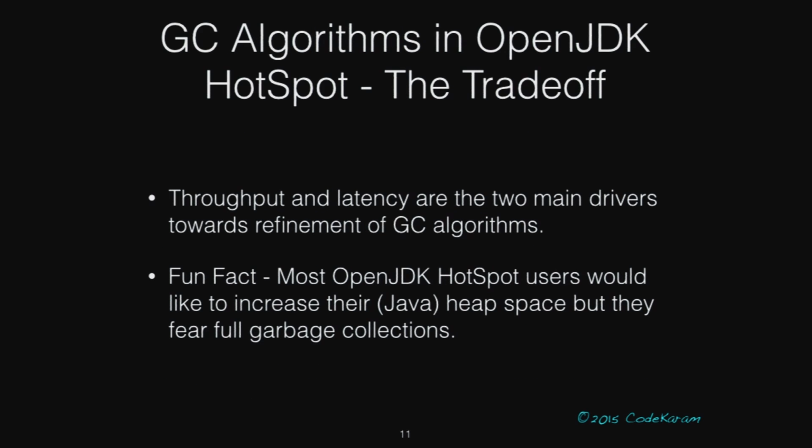All right, so talking about the trade-offs, right? So throughput and latency. I'm going to concentrate this talk on OpenJDK HotSpot collectors, okay? So throughput and latency are the two main drivers for refinement in GC algorithms.